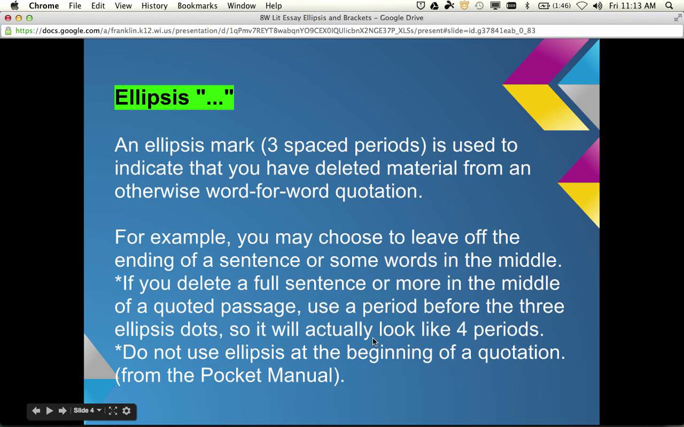Do not use ellipses at the beginning of a quotation. Like, don't start your sentence off with ellipses. If you're going to leave off the beginning of your sentence in your quote, I would quote it this way: you need a starter, and then you can start your quote, and then you can put ... and the rest of the sentence.